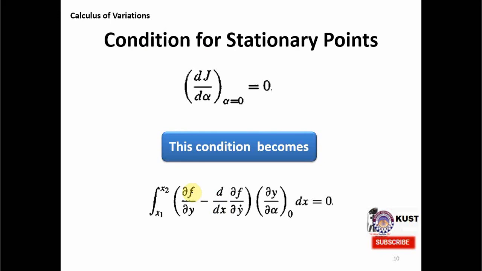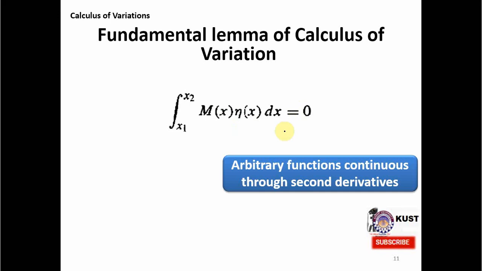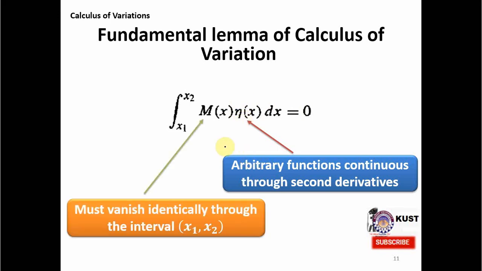So from here our third part of the lecture starts, where we want to understand this stationary points condition, and in order to understand it we are trying to understand this lemma. And lemma generally means that if we have two functions, m of x and eta of x, dx equal to 0, and these etas are actually arbitrary functions and continuous through second derivatives, so if you take the second derivative of them, they are still continuous, then this m must vanish. So these functions m of x must vanish identically through the interval x1 and x2.